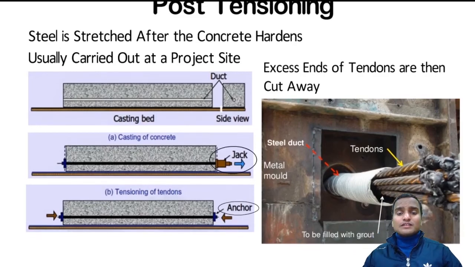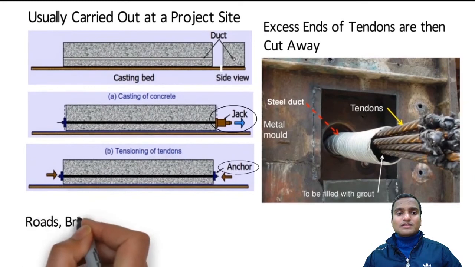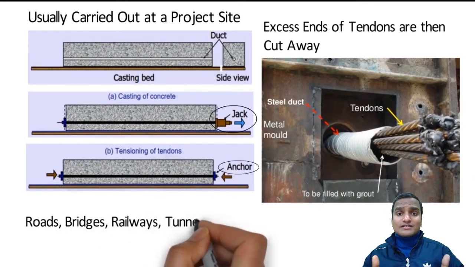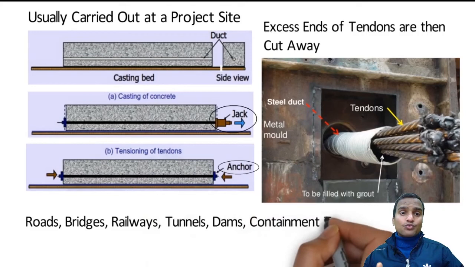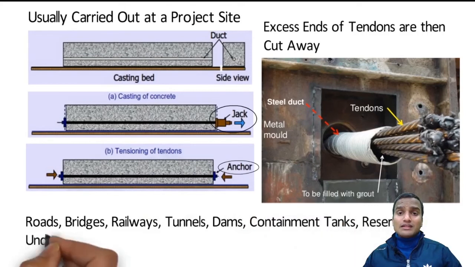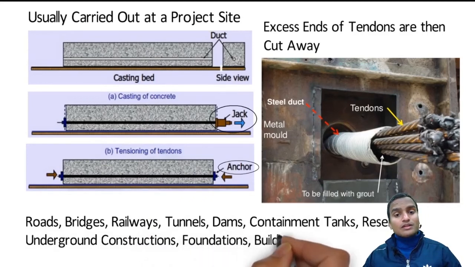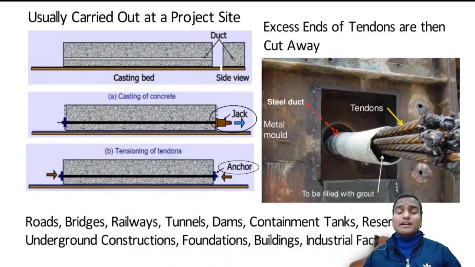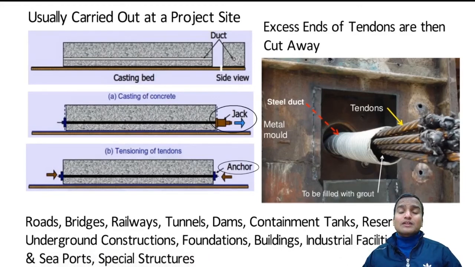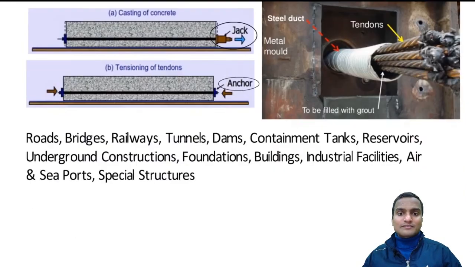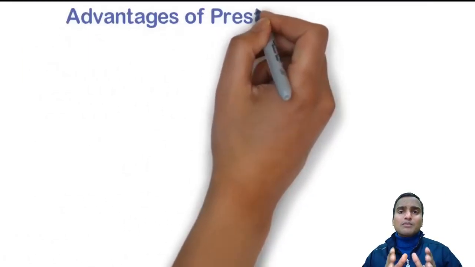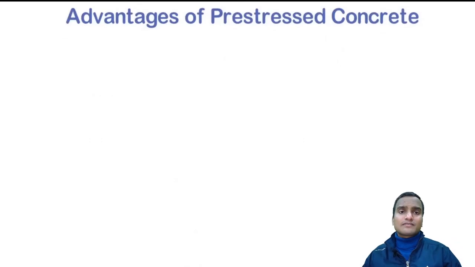so this is entirely shown in this picture, and you can see how post-tensioned pre-stressed concrete is used in roads, bridges, railways, tunnels, dams, containment tanks, reservoirs, underground constructions, foundations, buildings, industrial facilities, and air and seaports, and all these structures are special structures. So post-tensioning is done in all these cases. Okay, and post-tensioning, remember, is always done at the site itself.